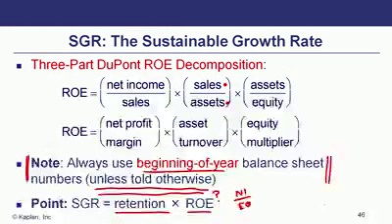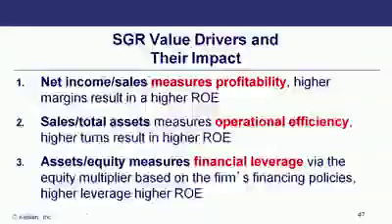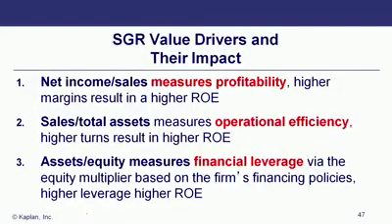So the ultimate question, you find ROE using DuPont. Once you have ROE, times it by the retention ratio to get the sustainable growth rate. Once you have the sustainable growth rate, plug it into a dividend model to value your equity. Good stuff. What drives the sustainable growth rate?